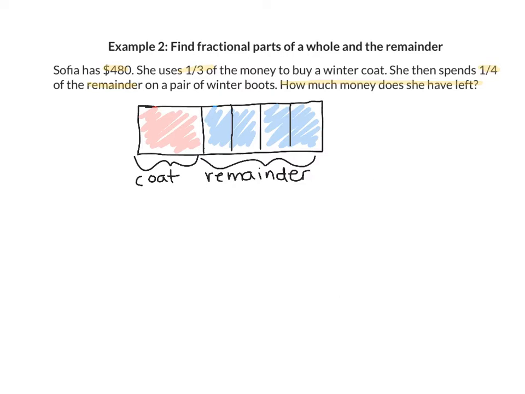Then, since we want to split our total into equal pieces, I'm going to split the part with the coat into 2 pieces as well. So in total, we now have 1, 2, 3, 4, 5, 6 pieces in our whole. As a reminder, our whole bar model represents her $480.